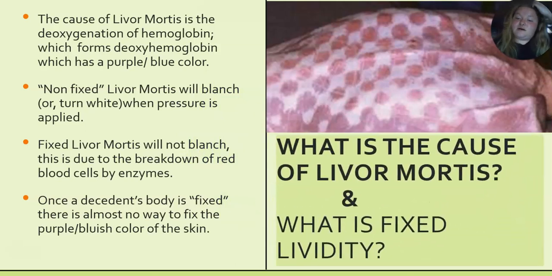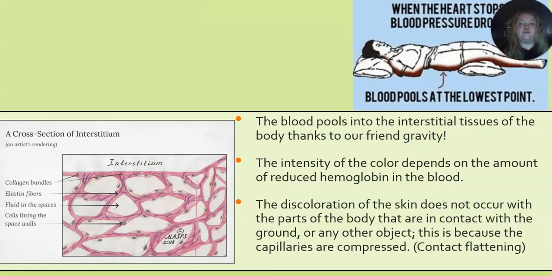Okay, so what is the cause of livor mortis, and also what is fixed lividity? The cause of livor mortis is the deoxygenation of hemoglobin, which forms deoxyhemoglobin, which has a purple-bluish color. Non-fixed livor mortis will blanch or turn white when pressure is applied. Fixed livor mortis will not blanch. This is due to the breakdown of red blood cells by enzymes that are still in the body. Once a decedent's body is fixed, there is almost no way to fix the purple-bluish color of the skin.